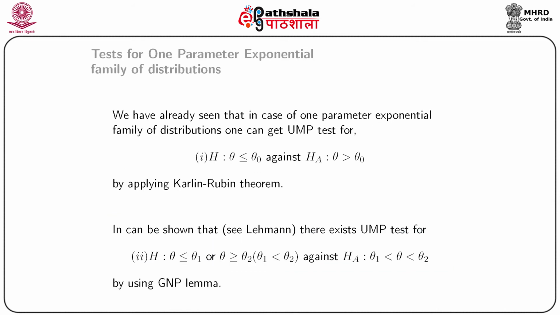Now we consider tests for the one parameter exponential family of distributions. We have already seen that in case of the one parameter exponential family, one can get a UMP test for testing problem 1, H: θ ≤ θ0 against HA: θ > θ0, by applying the Karlin-Rubin theorem. It was discussed in module 32. It can be shown, for example in Lehmann's book, that there exists a UMP test for the hypothesis H: θ ≤ θ1 or θ ≥ θ2, where θ1 < θ2, against HA: θ1 < θ < θ2, by using the generalized Neyman-Pearson lemma.